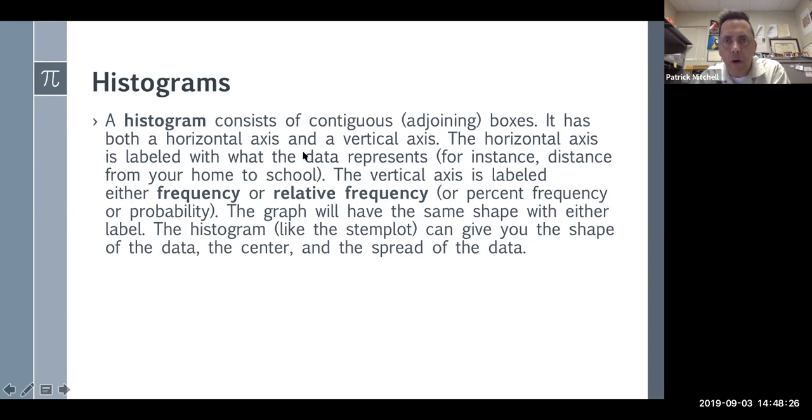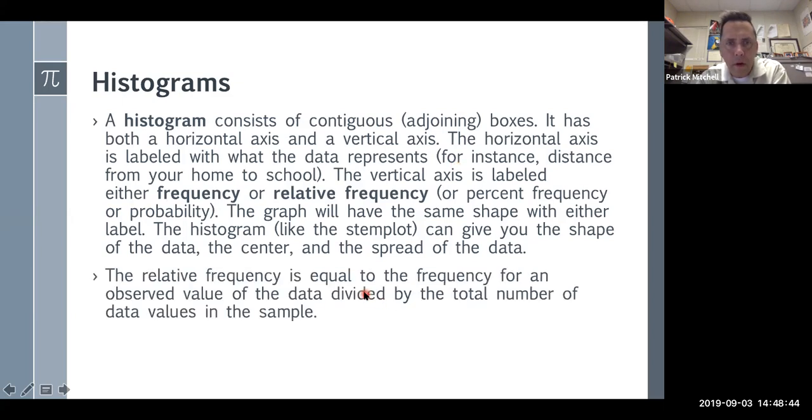So again, you have a horizontal axis and a vertical axis. The horizontal axis is labeled with what the data represents. Vertical axis is either the frequency or relative frequency, or it could be a proportion. So all of that's the same as if it was a bar graph. Okay, and then the relative frequency, if you choose to use that instead of raw frequency, is the frequency for an observed value divided by the total number of data values in the sample.